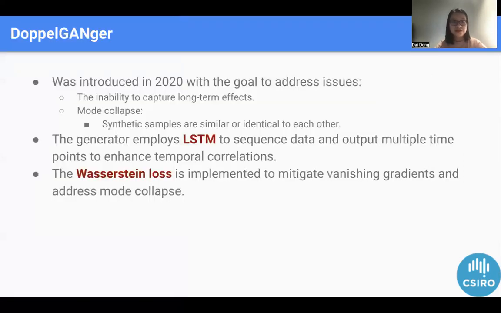So here, I'd like to talk about DoppelGANger, which is the type of GAN that we used. It was first introduced in 2020 with the goal to address some common issues in GANs, which are the inability to capture long-term effects as well as mode collapse issues. Mode collapse occurs when the synthetic samples are similar or identical to each other. DoppelGANger addresses those issues by employing an LSTM in the generator to sequence data and output multiple time points to enhance the temporal correlations. And it also uses the Wasserstein loss function to mitigate vanishing gradients and address mode collapse issues.